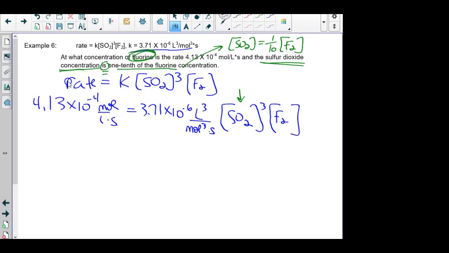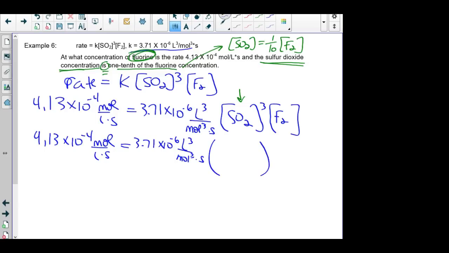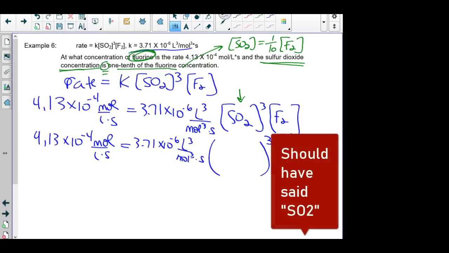Here's how this will look. 4.13 times 10 to the negative 4th moles per liter second equals 3.71 times 10 to the negative 6 liters cubed per mole cubed second. Now, don't forget it's cubed because it's third order, where I see SO2, I'm going to plug in the substitution piece.